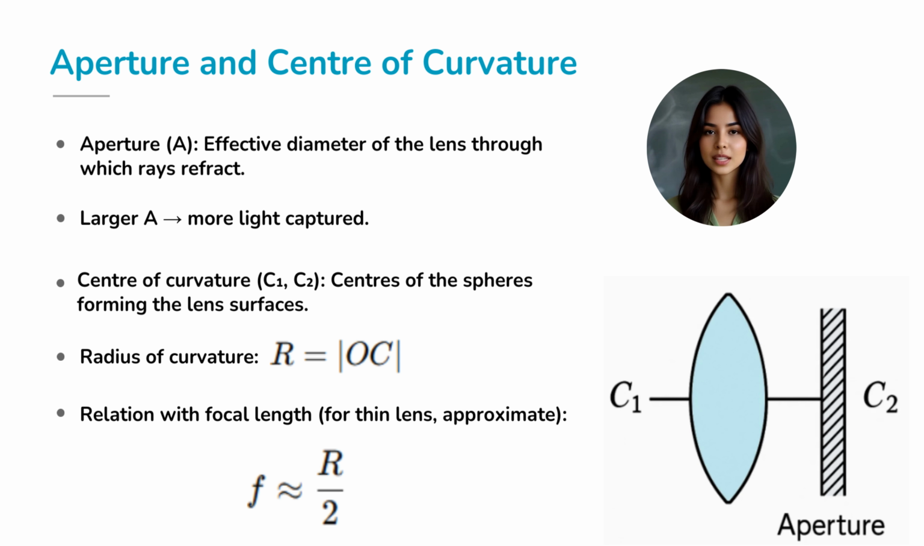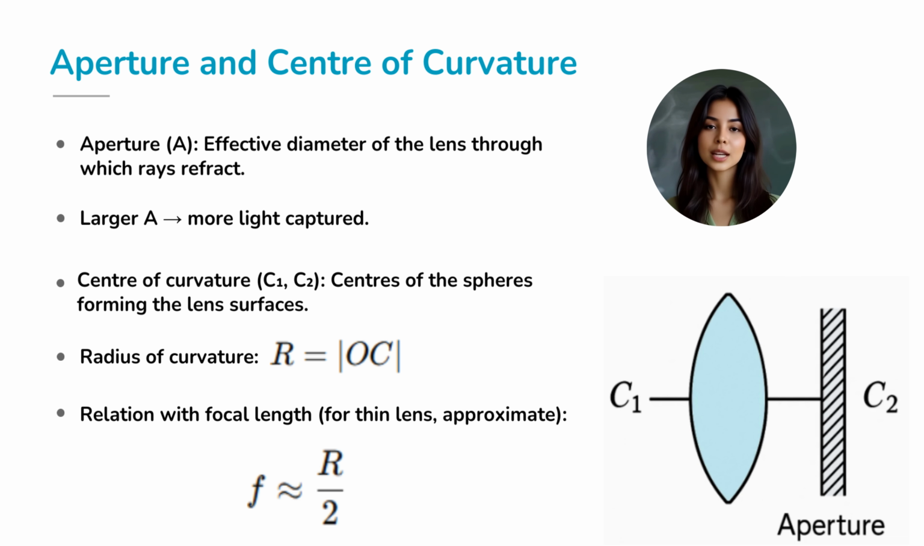Now, on to the centers of curvature, marked as C1 and C2. Remember that a lens is made from two spherical surfaces. If you extend those surfaces into full spheres, the centers of those spheres are called the centers of curvature. From these, we define the radius of curvature, which is the distance from the optical center O to either C1 or C2. Symbolically, R equals the distance from O to C.